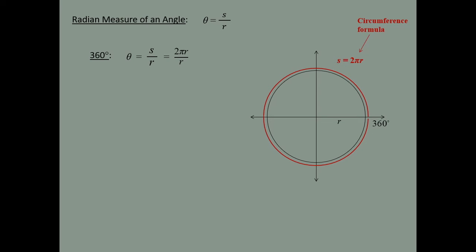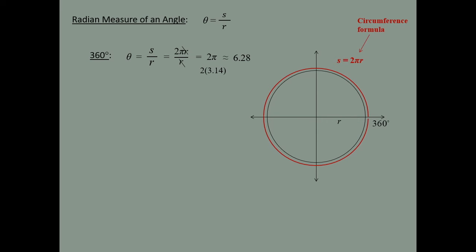And when we divide by r, we can cancel the common factor. And this simplifies to 2 pi. So the radian measure for a 360-degree angle is equal to 2 pi. Let's think about what this means. 2 pi is approximately 6.28. Remember, pi is approximately 3.14.